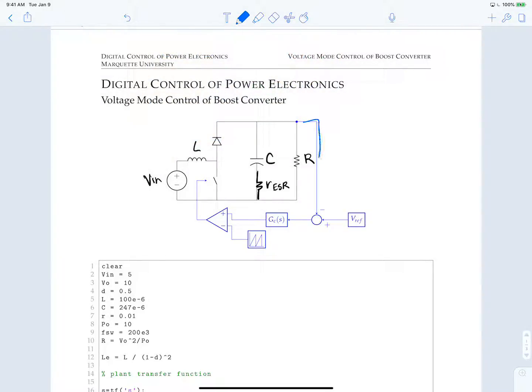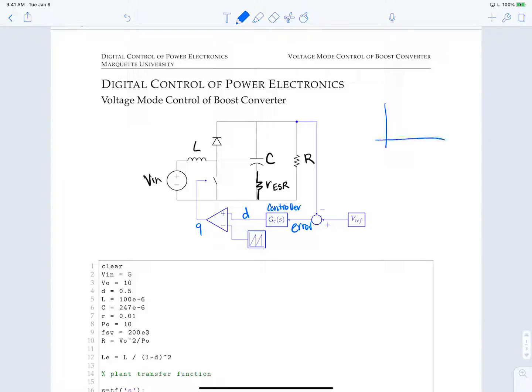Traditionally, we measure the output voltage in this structure, we compare it with a reference, and we subtract the two and we generate an error. That error will be fed into the controller, which we are going to design in this section. That controller will essentially output a duty cycle signal, which will be compared against a ramp, and an appropriate switching signal Q will be generated for the switching signal.